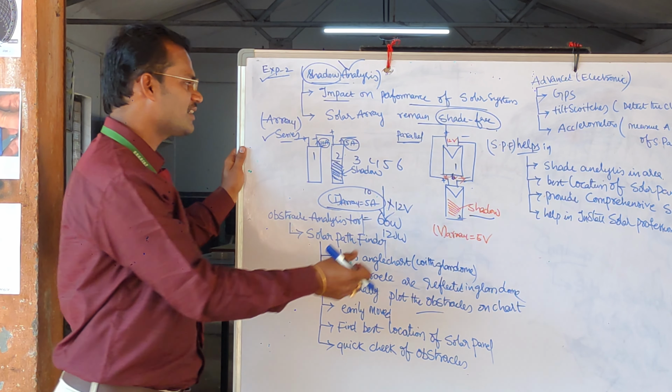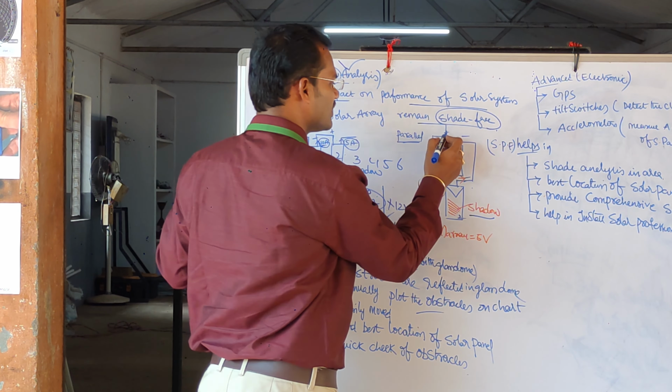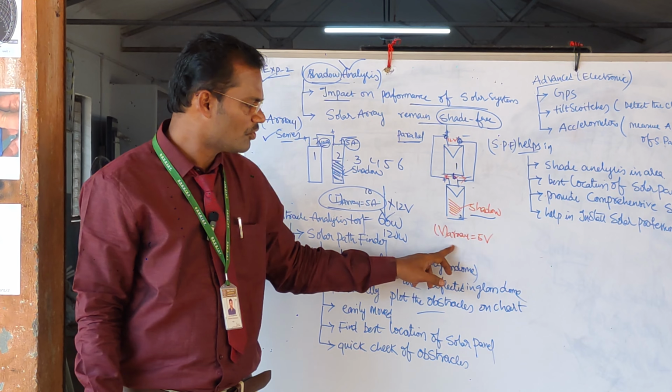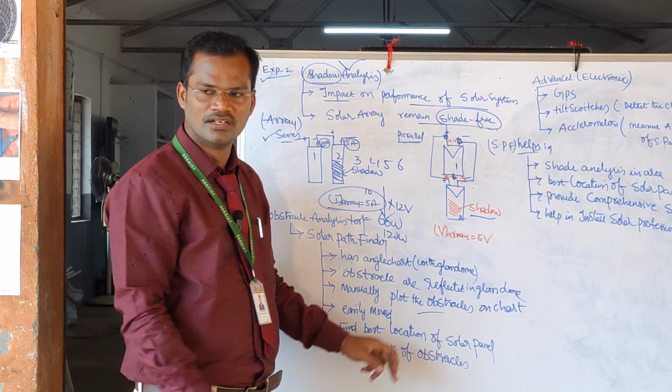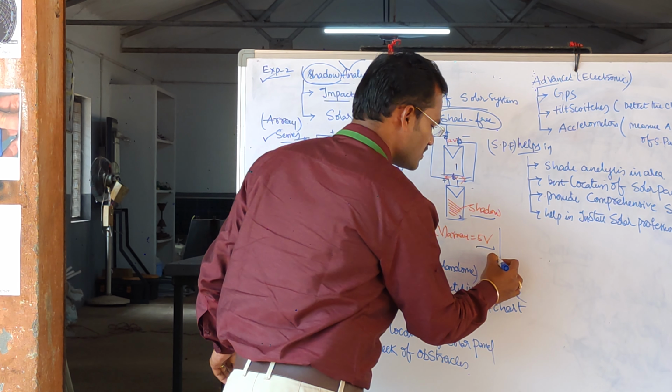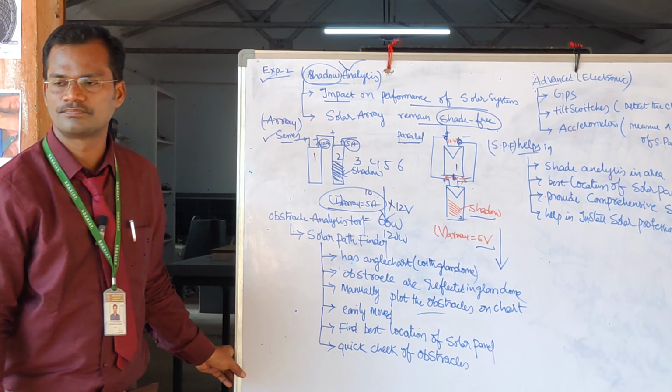When you are connecting these two in parallel, then how much voltage will come into the picture? Whatever is the lesser value. What is the lesser value? This is generating 12 and this is generating how much? 5 volts or 6 volts. What is the total system voltage of this array, or array voltage? 5 volts. You can see here the voltage is dropped to half of its amount.